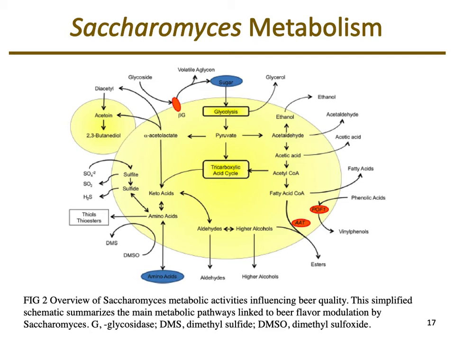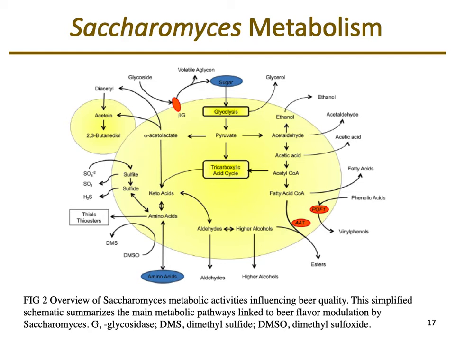Just as a refresher on the metabolism of Saccharomyces, the big highlight pieces: we have glucose metabolism, so we get glycolysis, and then pyruvate. Through the breakdown of pyruvate, we can go through the TCA cycle and have production of ATP, but we can also utilize pyruvate in order to make ethanol. That's going to be for our alcohol, but we can also produce a number of other organic compounds.